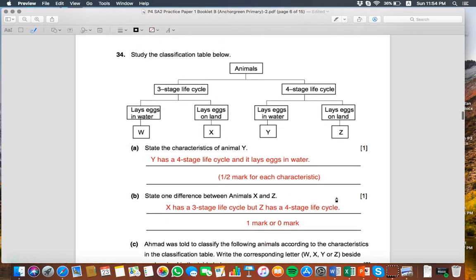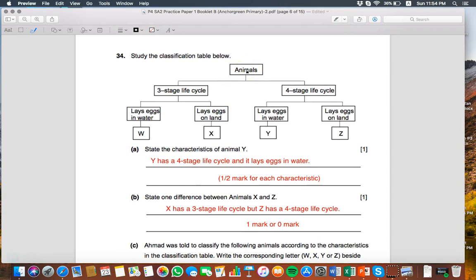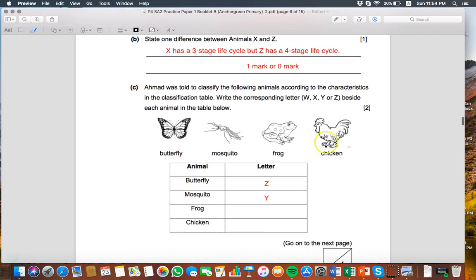Now let's look at frog. Frog: egg, tadpole, adult. So it belongs to a 3-stage life cycle. It lays eggs in water. A frog lays eggs in water. So answer would be X.